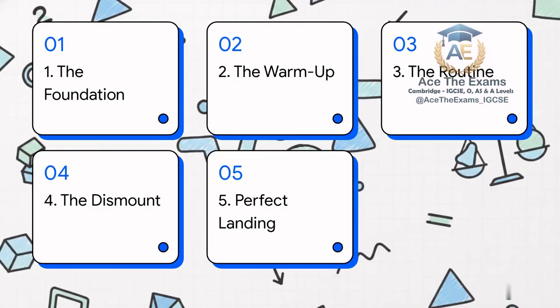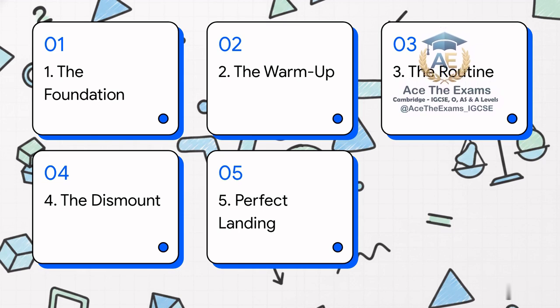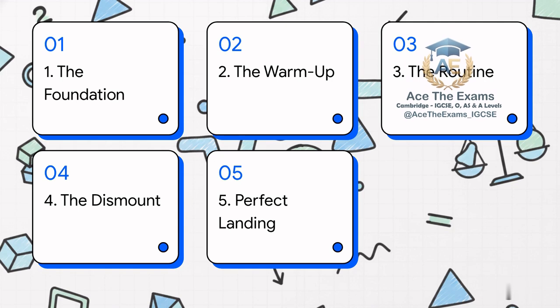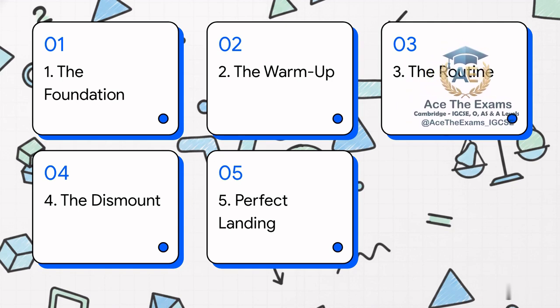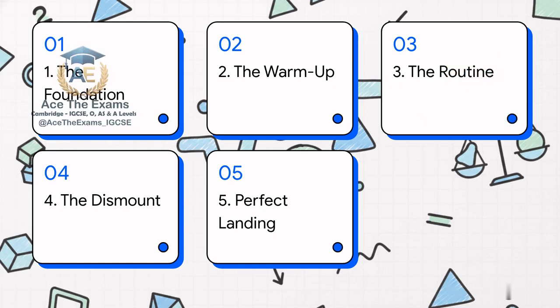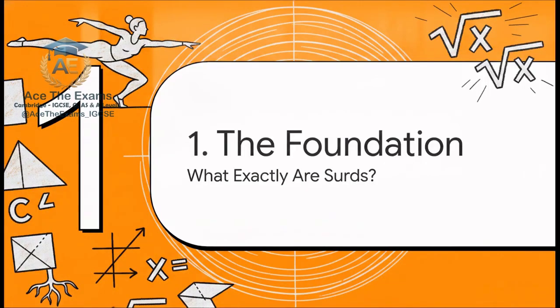So, here is our roadmap for today's routine. We'll start with the foundation, what surds actually are. Then our warm-up, the art of simplifying. After that, we'll get into the main routine of manipulating expressions. Finally, we'll cover the dismount with simple denominators and how to stick a perfect landing with complex denominators. All right, let's step onto the mat with Section 1, the foundation.